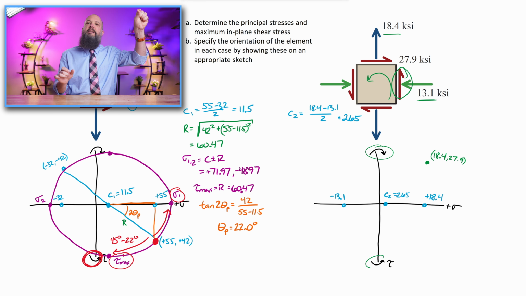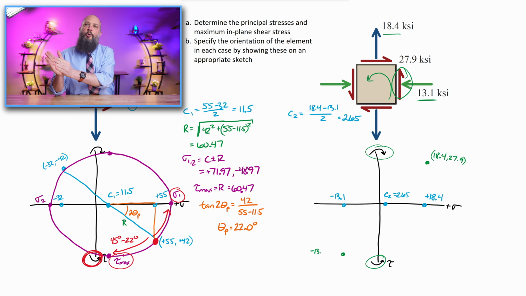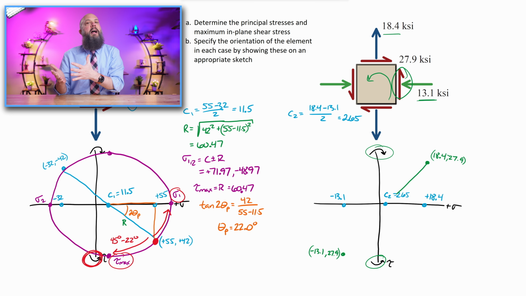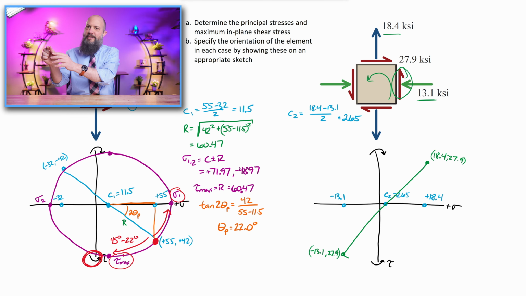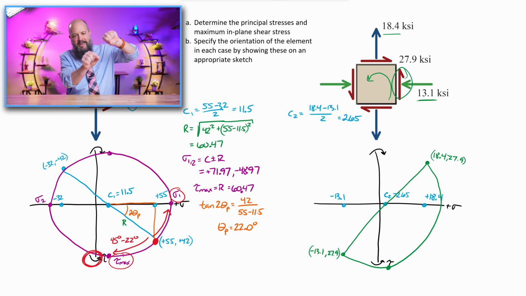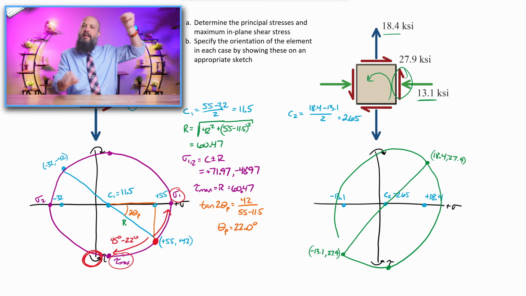And my other point, the negative 13.1, has its shear stress pointing upwards, which is causing the stress element to rotate counterclockwise. Counterclockwise on Mohr's Circle is below the x-axis. So I draw my point at negative 13.1 down 27.9. And so I can connect those 2 points to draw a diameter of Mohr's Circle. And that lets me then draw the full Mohr's Circle itself.